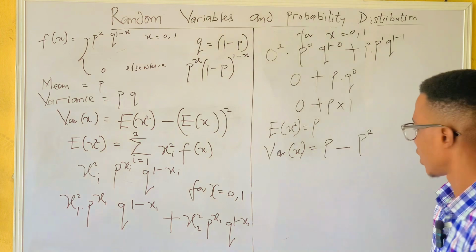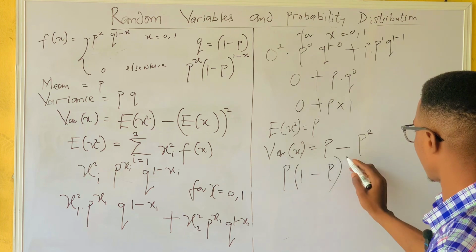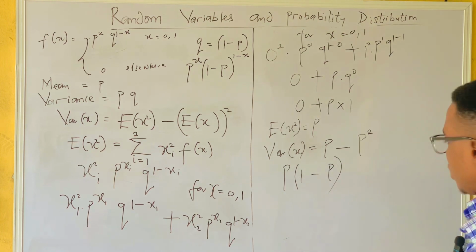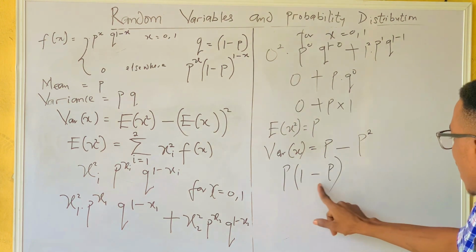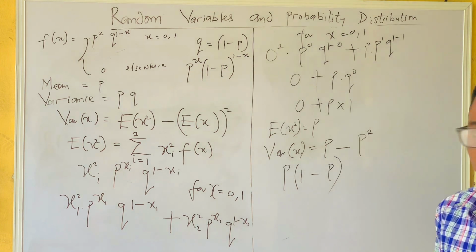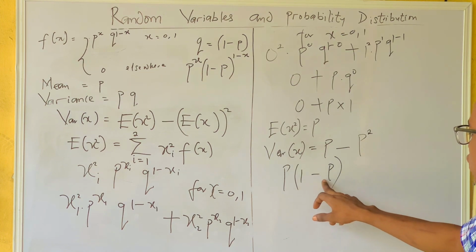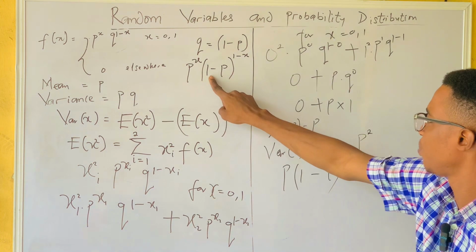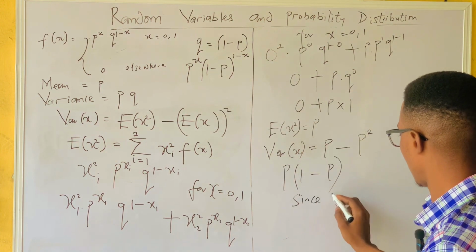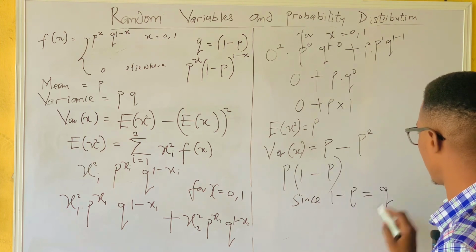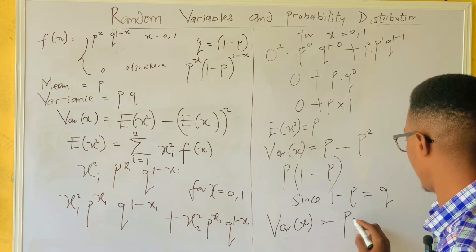Let's collect the like terms. p can come outside, and I have 1 minus p. Because if I multiply p times 1 it will give me p, and p multiplied by p, I have p squared. As you can see, in here we have p into brackets 1 minus p, and don't forget I said 1 minus p can also be known as q. So since 1 minus p is equal to q, I have var x is equal to pq.